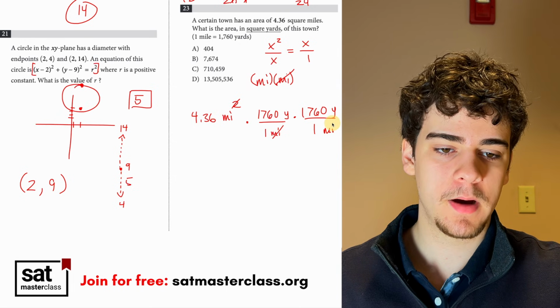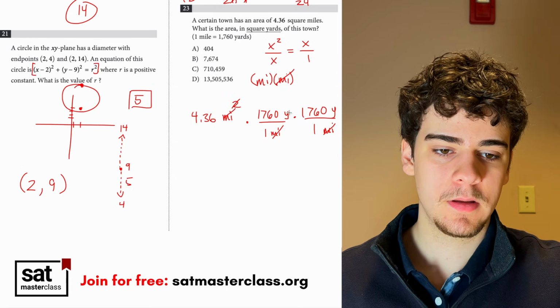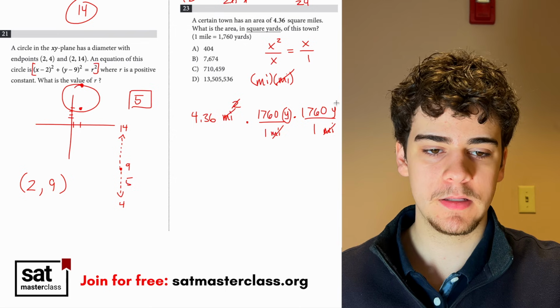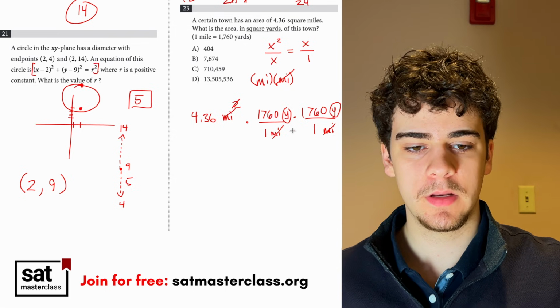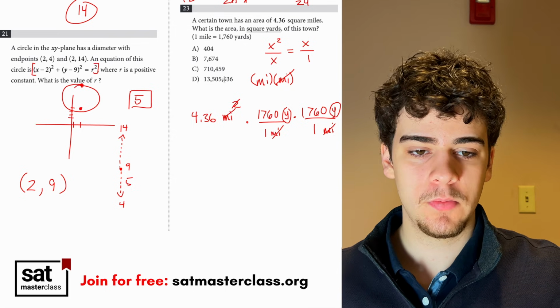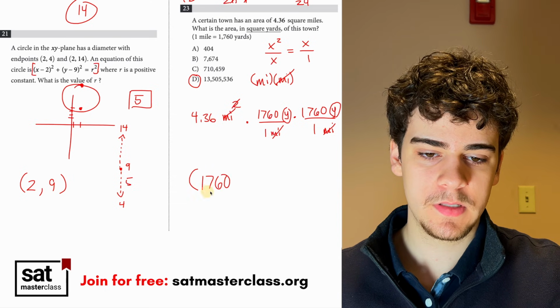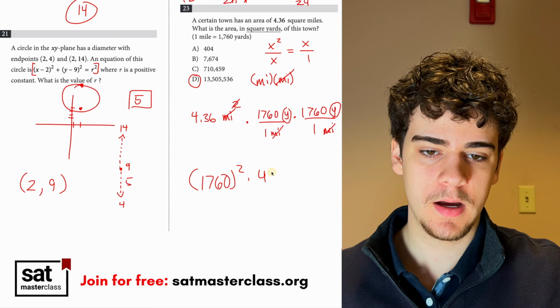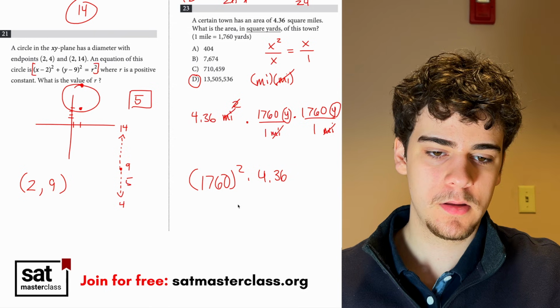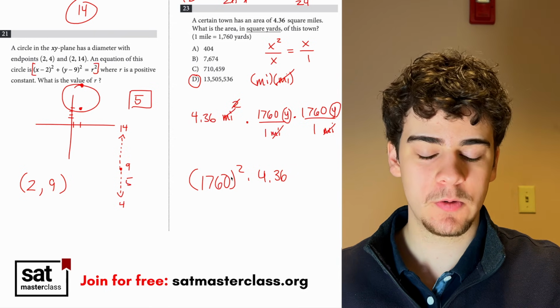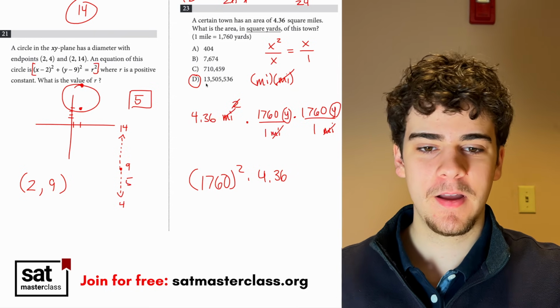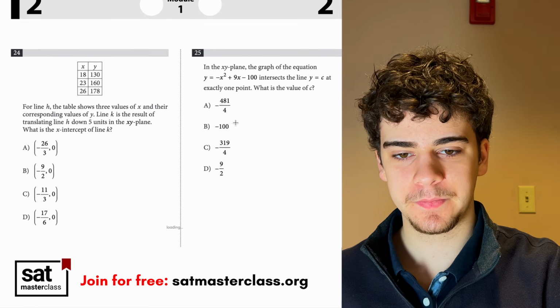And then we do one more mile on bottom to get rid of this. And then the only unit left is yard squared. And then we just deal with the numbers. I'm just going to tell you when you plug this in, it's going to give you D, because we basically have 1760 squared times 4.36. And so 1760 squared is going to be a very large number. So it's going to be D here.